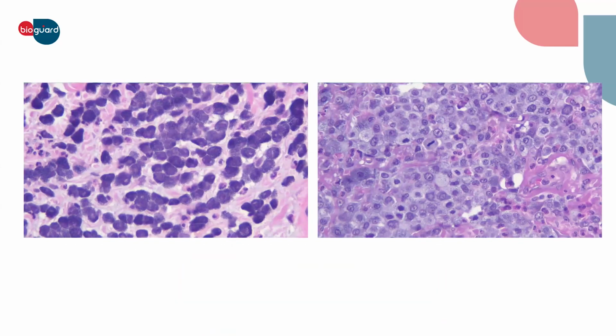Here we can see the left one is a low-grade mesenchymal tumor, and the right picture is a high-grade mesenchymal tumor. The anisocytosis and anisokaryosis are more significant in the high-grade mesenchymal tumor, like the right picture.